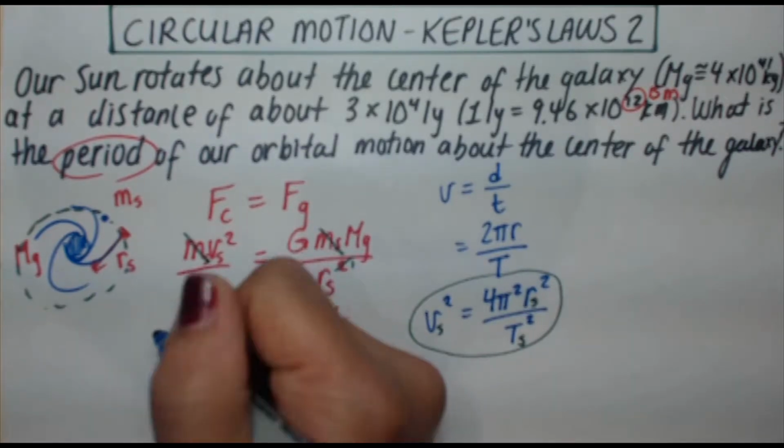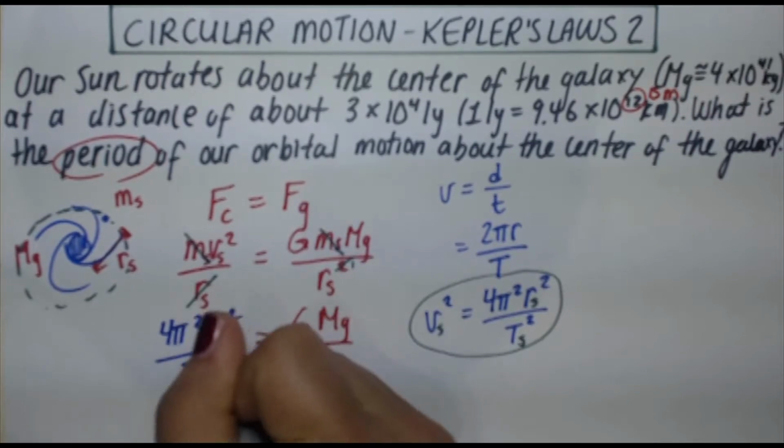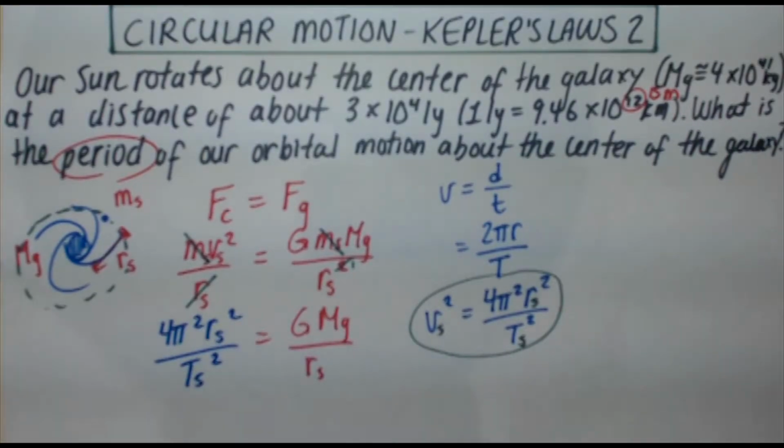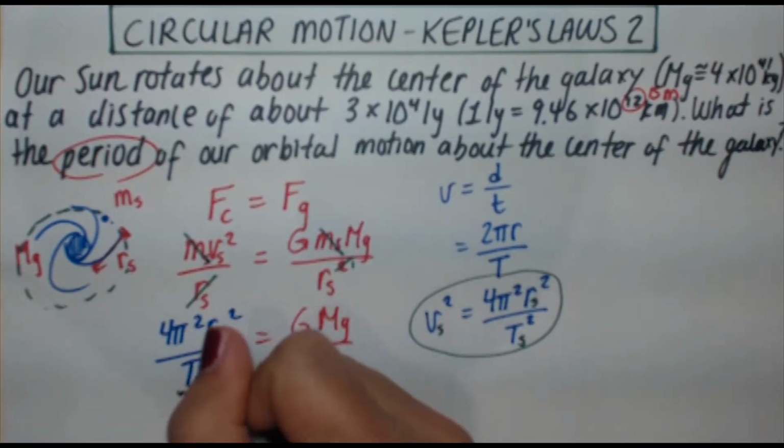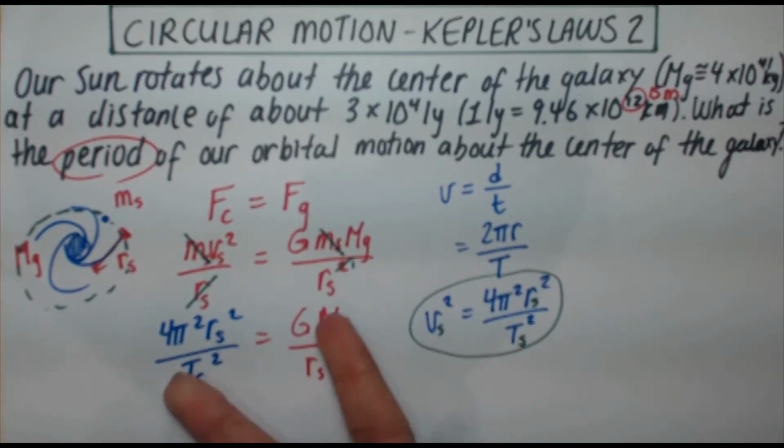We've got 4 pi squared Rs squared over Ts squared. Now, we are concerning ourselves with isolating for Ts because that's what we're looking for, the period. So I'm going to take this and multiply both sides by Ts squared, essentially bringing this to the top right. Divide both sides by GMG, bringing that down here, and multiply both sides by Rs, bringing that up here. So essentially, these two parts are going to switch positions, and the Rs comes up here.